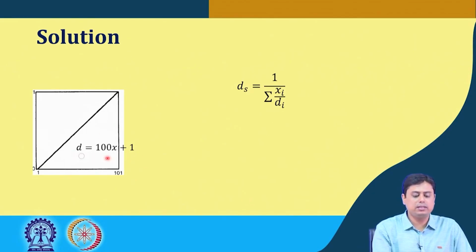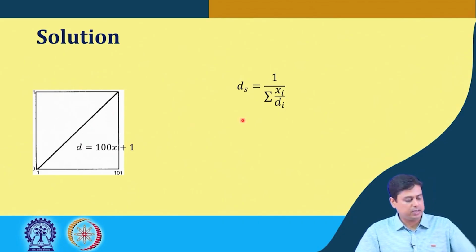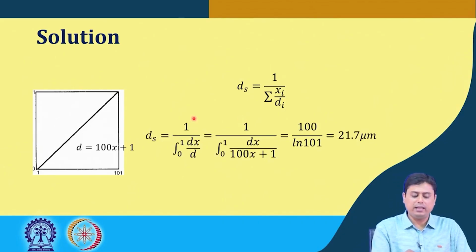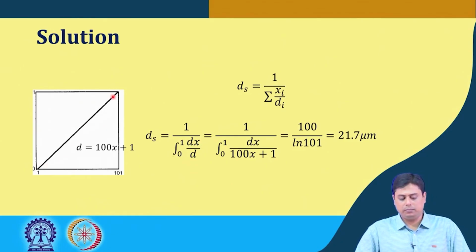Now how do we use these expressions here? This is a continuous function, so we can also write the expression in this form: ds is nothing but 1 by the integration of dx by d, from 0 to 1.